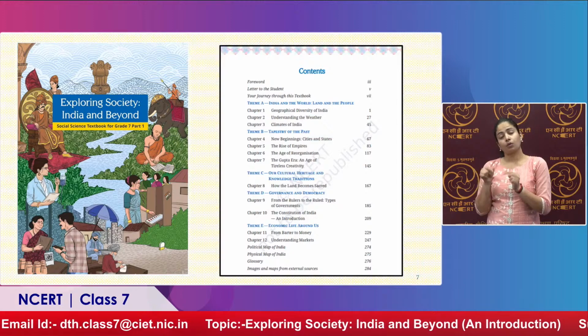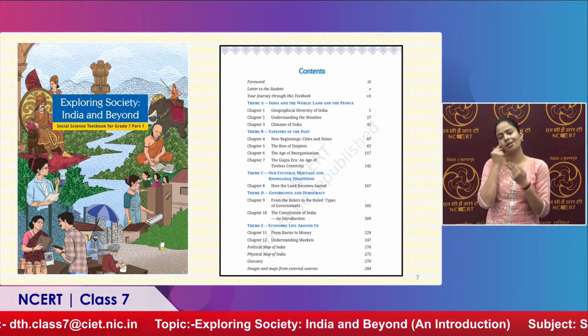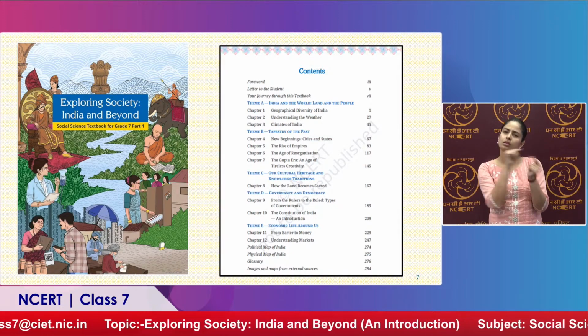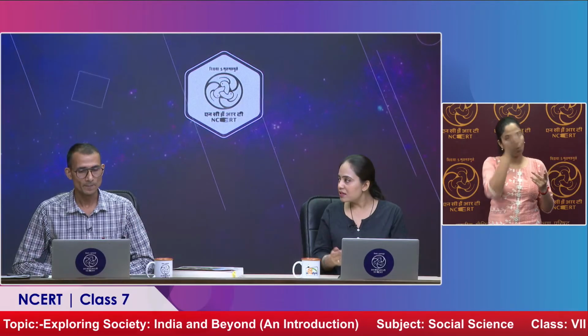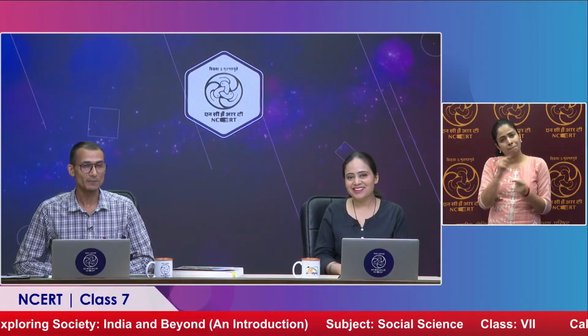So the important question is, if there were 3 books and now there is only 1 book, what about the content? How did you manage to club all the content in one single book? Yes, your question is very important. We can say, yes, how did we manage?